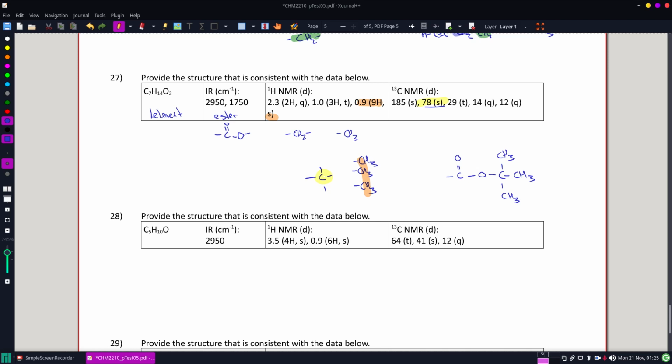Let's see, are these two attached? They are. Triplet and a quartet. So these two are together. That 2 hydrogen quartet is right next to this 3 hydrogen triplet. And that is deshielded, but not as deshielded as it would be if it was near, it's just definitely near just that carbonyl. So that is CH2, CH3.